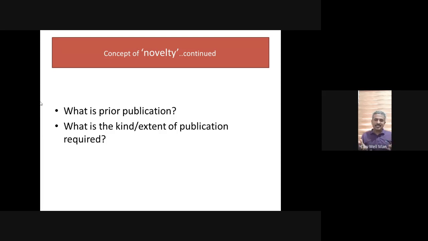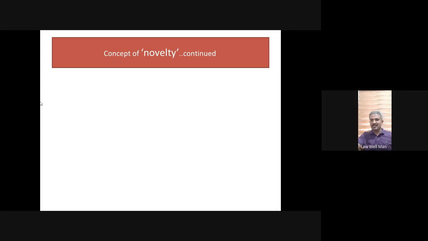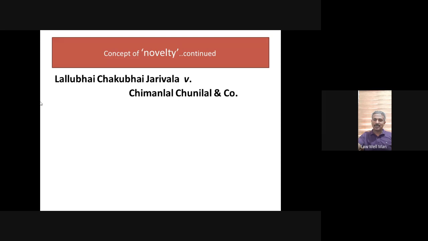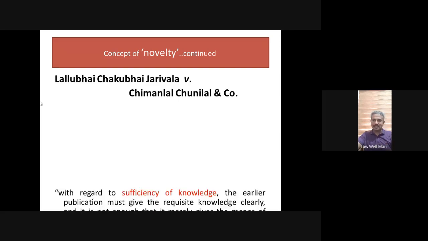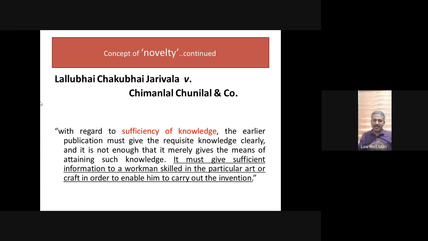What is the sufficient or adequate publication so as to defeat the requirement of novelty? The example I gave, a 3-column or 2-column news item in a newspaper, will that be sufficient to defeat the requirement of novelty? That's a question, and for which we have a case here. The case is Lalubai Chakubai Jariwala versus Chimanlal Chunilal and Company, in which the court has made an observation. It's an old case, but the observation is still handy and still holds good.